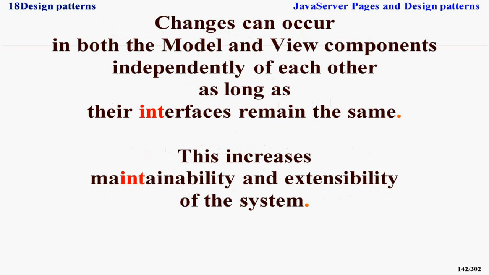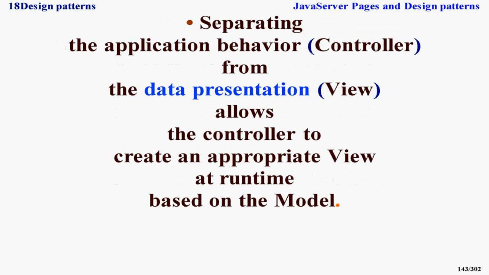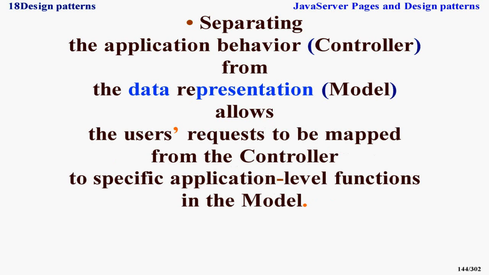Changes can occur in both the model and view components independently of each other as long as their interfaces remain the same. This increases maintainability and extensibility of the system. Separating the application behavior controller from the data presentation view allows the controller to create an appropriate view at runtime based on the model. Separating the application behavior controller from the data representation model allows the user's requests to be mapped from the controller to specific application-level functions in the model.